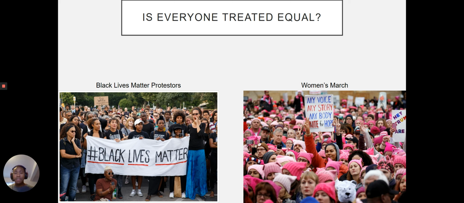You can find many Americans who would argue that the United States offers equal opportunity to all people who live in the country. So what they might say to the Black Lives Matter protesters on the left is that Black Lives Matter is unnecessary, and some have even categorized it as reverse racism.